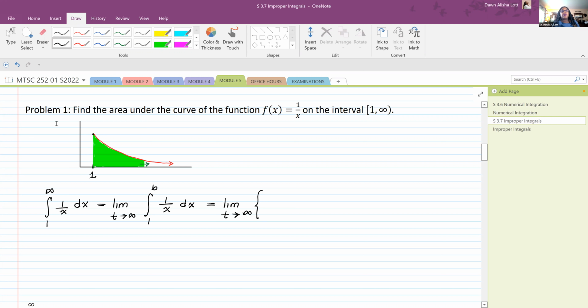I have 12 people on here, which is not great because there are about 20 people in the class, at least. So I have 12 people on here. I need one of you, just one person to give me the integral of 1 over x dx. What is it?